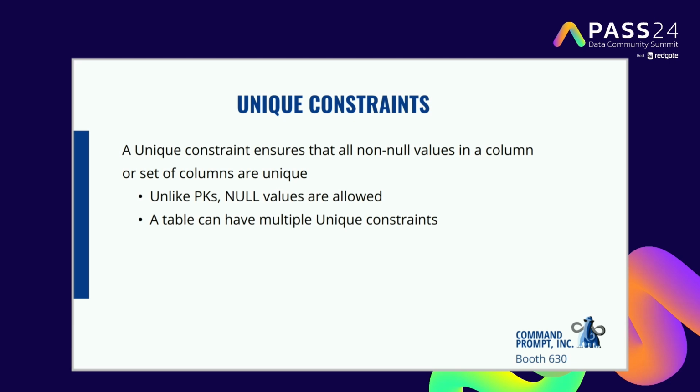All right, so now we also have our unique constraints. These ensure that all non-null values in a column or a set of columns are unique. This is often used for logical replication if there's not a primary key on a table, you can create a unique constraint and make sure that the data is transferred and replicated. Unlike primary keys, though, null values are allowed with unique constraints, so it can be beneficial for certain tables, and it can also have multiple unique constraints.